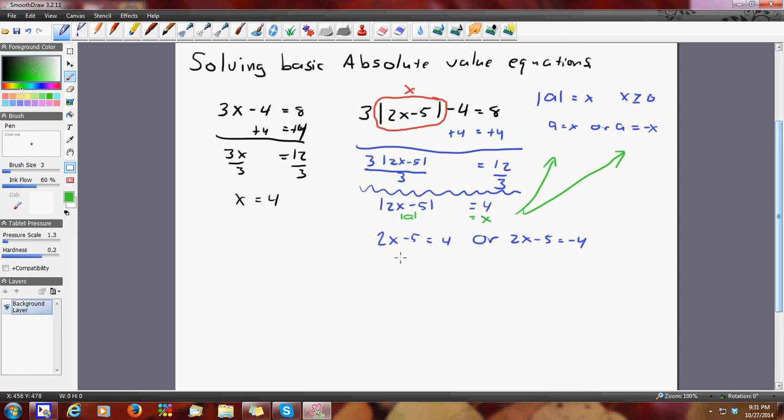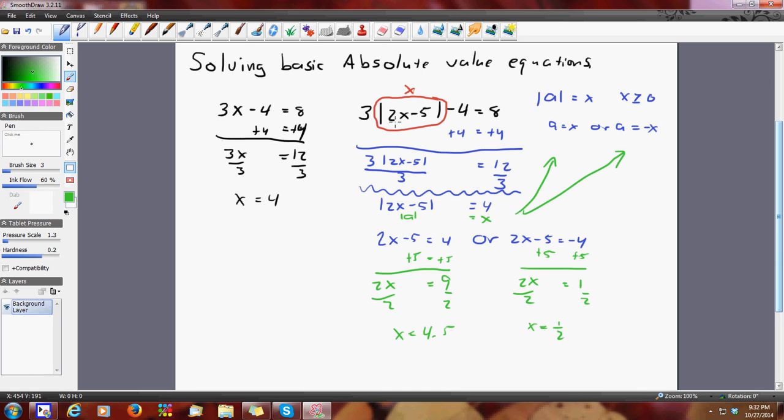And so now you just solve again. Plus 5, plus 5. I get 2x equals 9. Divide by 2. I get x equals 4.5. Or add 5 and add 5. I get 2x equals 1. Divide by 2. I get x equals 1/2, or 4.5.